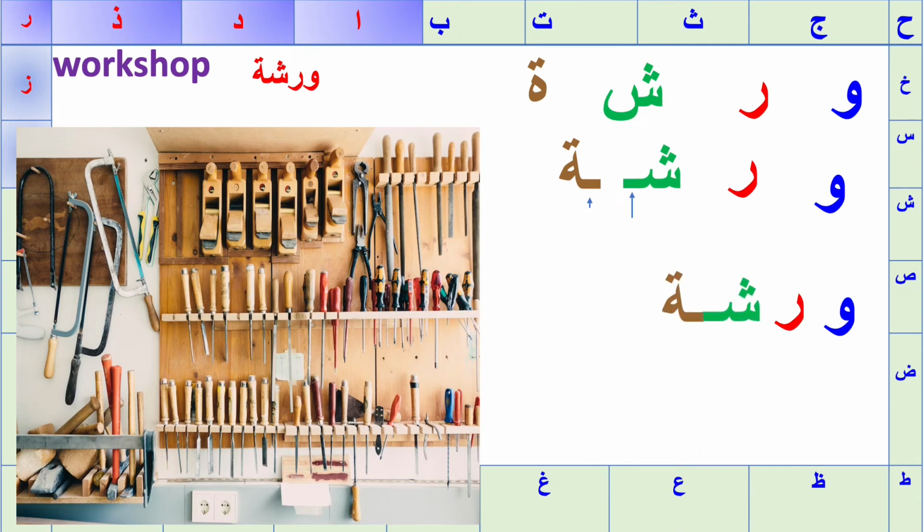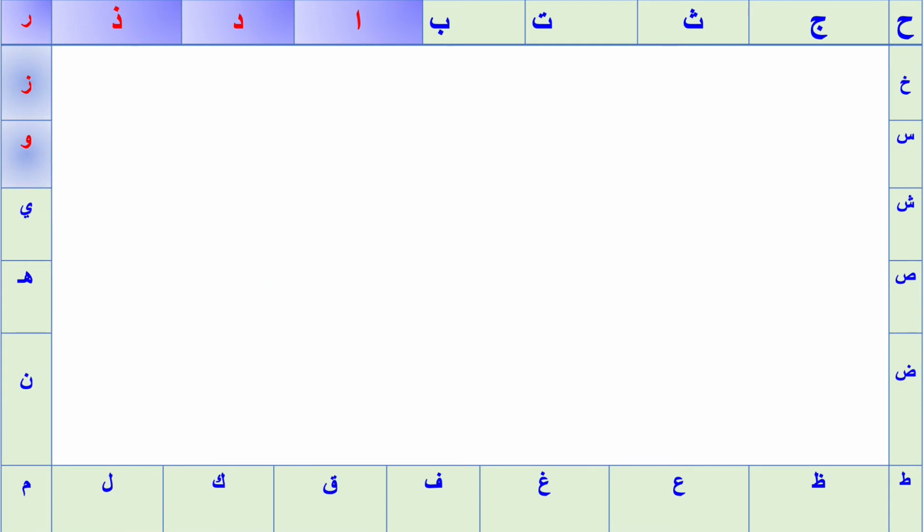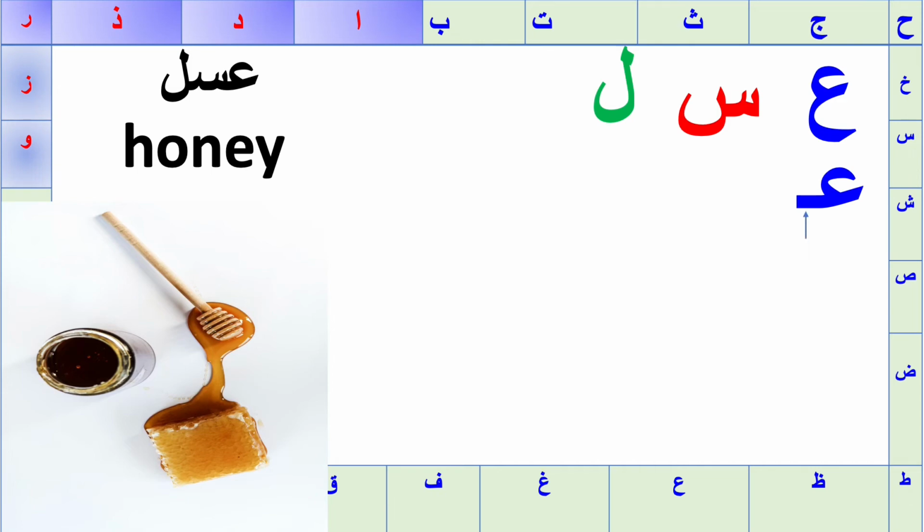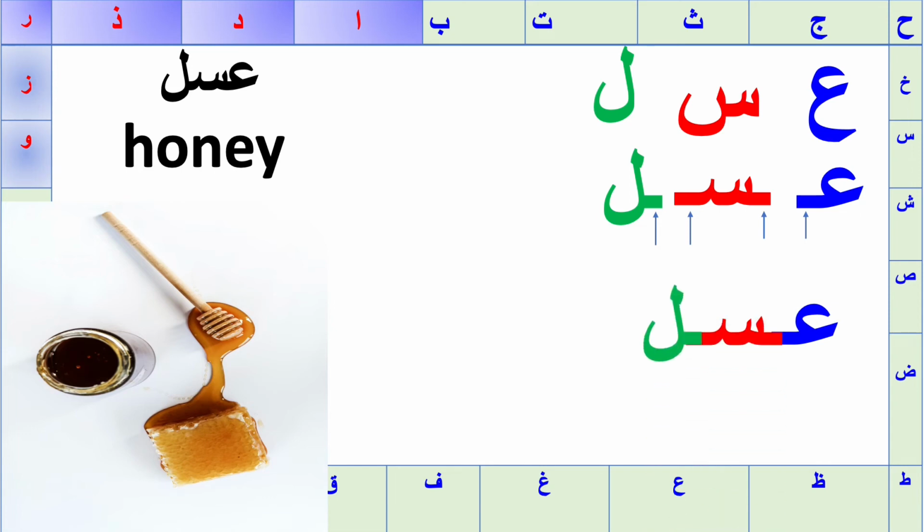Let's have one more example, the word عسل, which means honey in English. The component letters are ayn, seen, lam. The ayn will extend to connect with the seen. The seen will extend at both ends so that it can connect with the ayn and also with the lam. Then comes the lam at the end. Asal. The final written form of the word is like this.